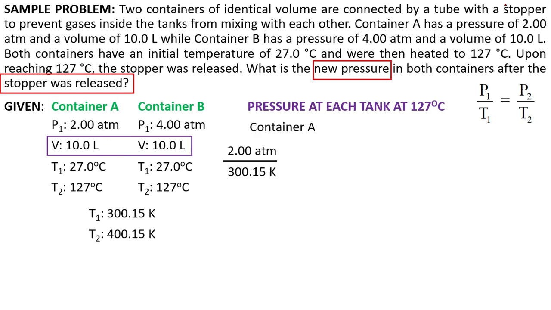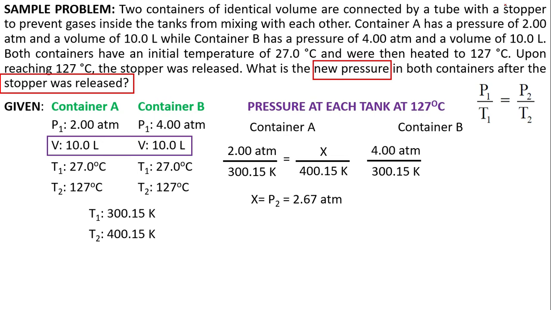So now let's use the formula. For container A, 2.0 atmospheres over 300.15 Kelvin is equal to X, since we're looking for the final pressure, over 400.15 Kelvin. So this will give us X, or P2, is equal to 2.67 atmospheres. Now, for container B, 4 atmospheres over 300.15 is equal to Y over 400.15 Kelvin, right? So Y, which is the final pressure in container B, is equal to 5.33 atmospheres.